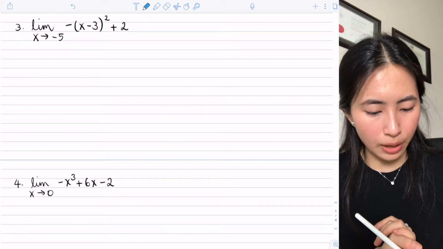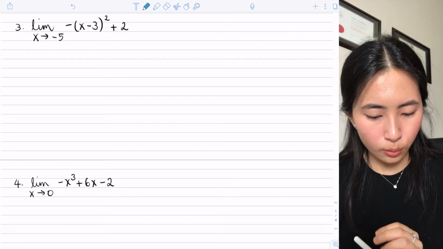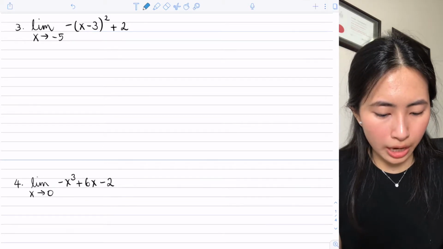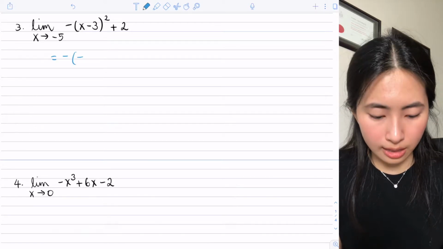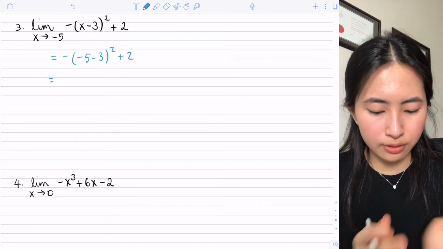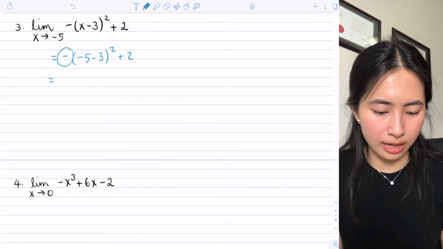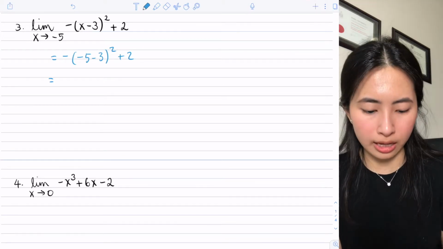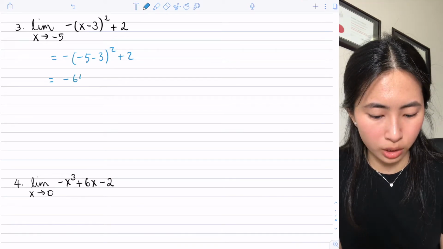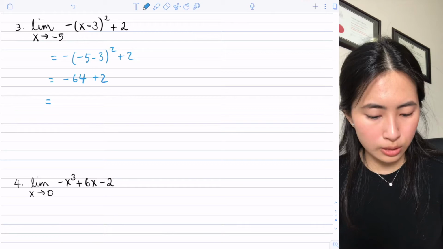So for number 3, you have the limit of a parabola, negative x minus 3 squared plus 2, when x approaches negative 5. When you plug in negative 5 into your x, you would get negative 8. Because you're squaring negative 8, it becomes positive 64, and because you have a negative sign outside your bracket, you would have to distribute that into positive 64, and as a result, you would get negative 64, and this is plus 2, therefore the limit when x approaches negative 5 is going to be negative 62.